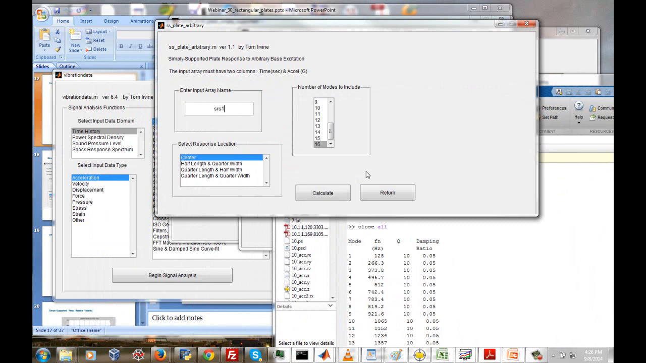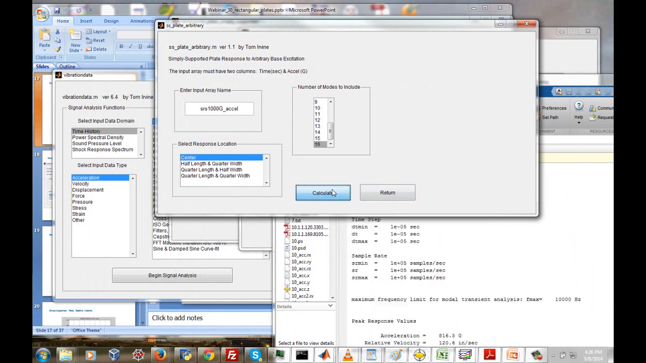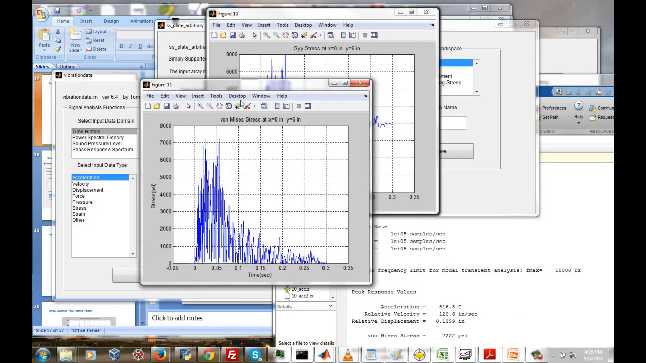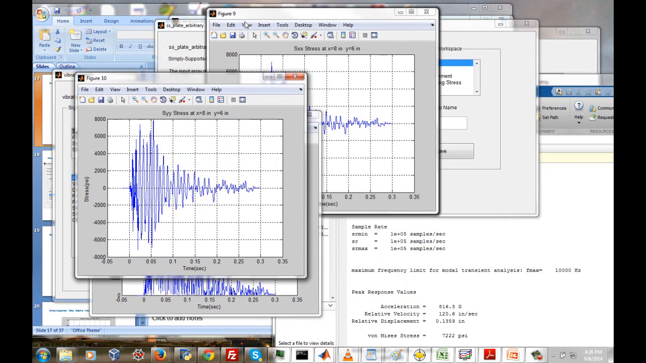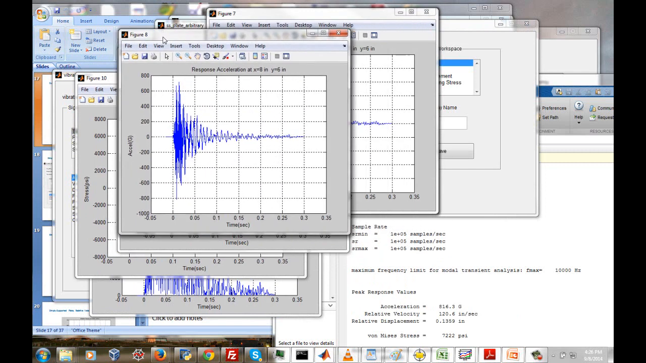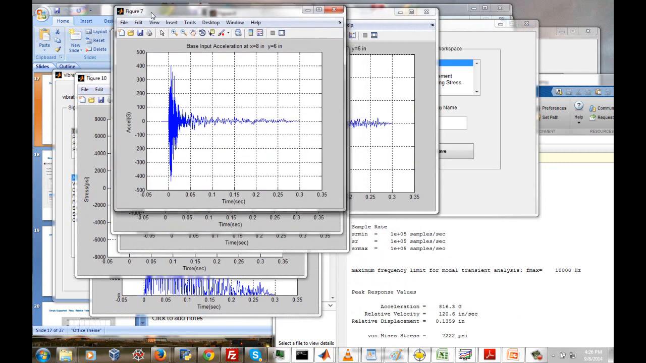So SRS 1000G Excel at the center, all 16 modes included. So let's apply this shock pulse. And this shock pulse, with a little bit of imagination, could represent a pyrotechnic pulse. Now, if you've been following along in the webinar series, you've seen this pulse before.